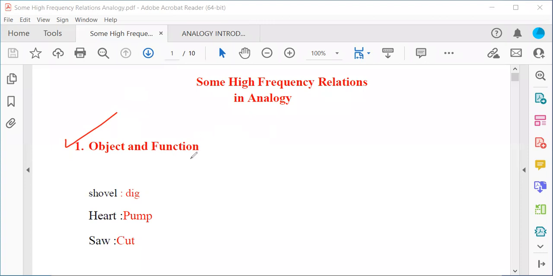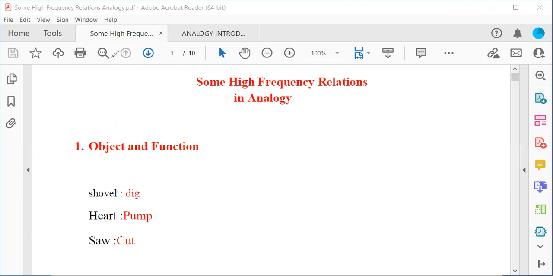What do we mean by function? Function is what an object does, or how an object functions. Now, look at the examples here. We have shovel and dig. The function of the shovel is to dig. We have heart and pump. The function of the heart is to pump blood. We have saw and cut. The function of the saw is to cut wood, for example. Okay, these are some examples on function.